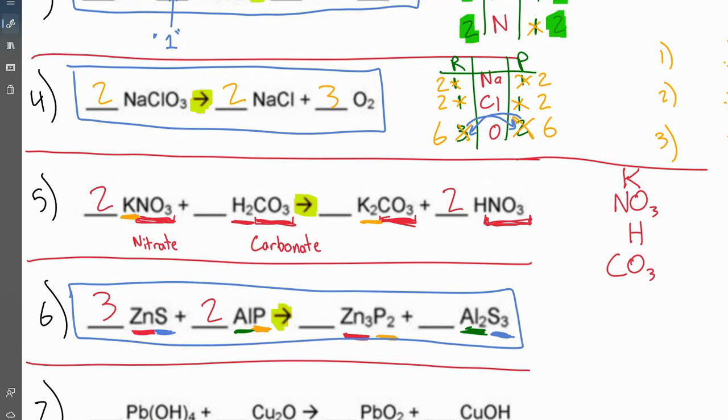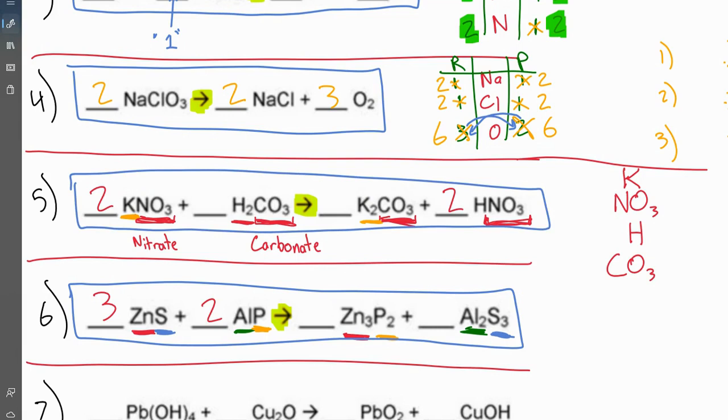All right, we have 2 potassiums, 2 nitrates, 2 potassiums, and 2 nitrates. Over here we have 2 hydrogens, 2 hydrogens. We have 1 carbonate, 1 carbonate. Awesome. So we have the same number on the left as we have on the right for every single one of those. That means we are done. This is our balanced reaction.